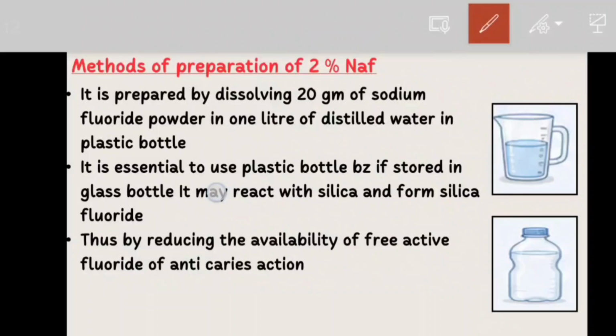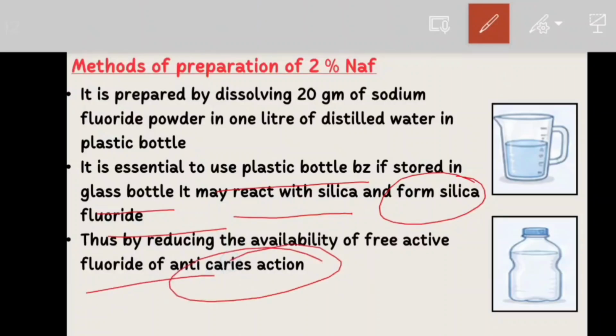Now there is a very interesting point, that is the solution should be stored in a plastic bottle. So why should we not store it in a glass bottle? Because if it is stored in a glass bottle, it may react with silica and form silica fluoride. And here what happens then? The ability of the free active fluoride is reduced and therefore the anti-caries action will decrease. Okay, so should we store 2% sodium fluoride solution in a glass bottle or the plastic bottle? The answer is plastic bottle, and the reason is the possible reaction with silica in glass.